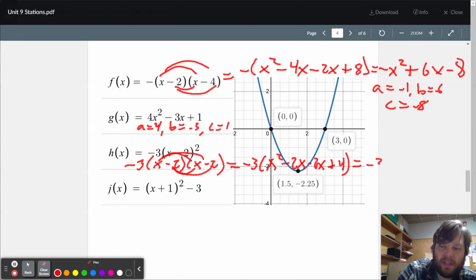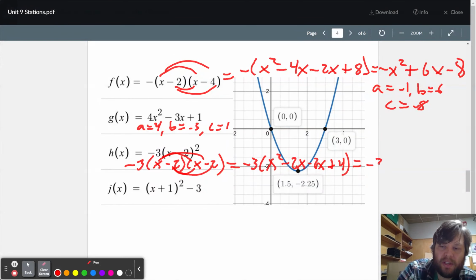So that gets negative 3x squared. Negative 4 times 3 is 12, so plus 12x minus 12. So we've got our A, B, and C. The one that's a little trickier is this other one right here.